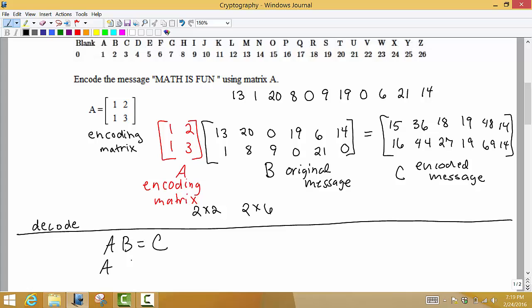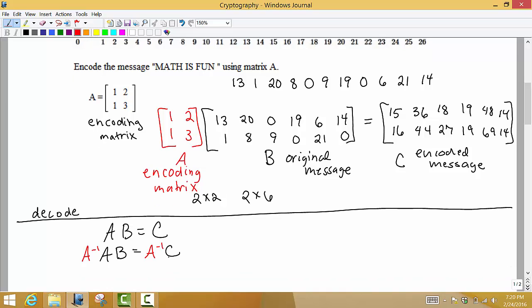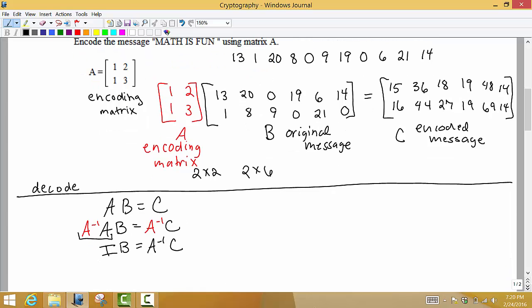Now what we have to do in order to undo what's been done is that I need to multiply both sides by the inverse of the encoding matrix. And I have to multiply both sides of the equation on the left. And that's really important. Now we know that A inverse times A will give us the identity matrix. So it'll be the identity matrix times B. But we know the identity matrix times B will give us right back to B. So we have A inverse times C.